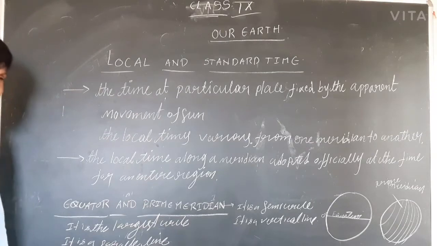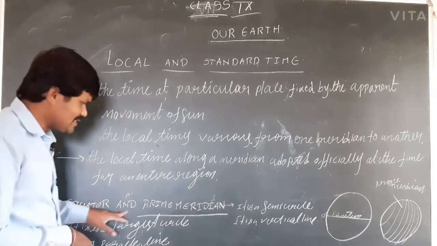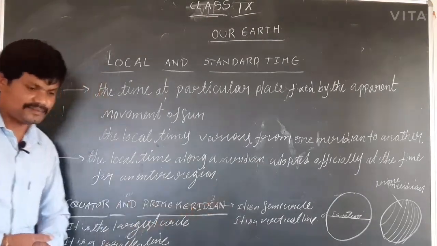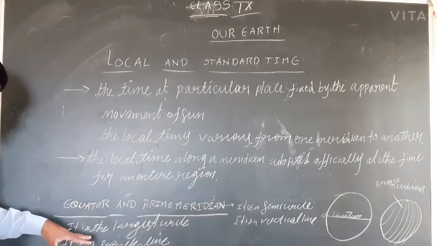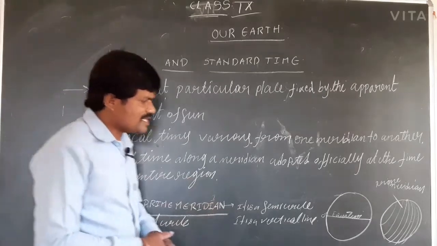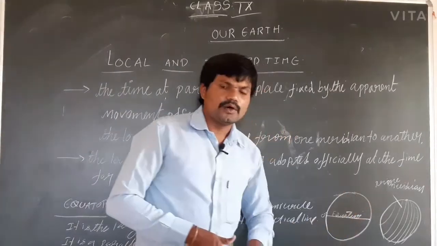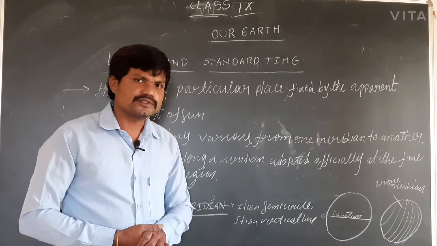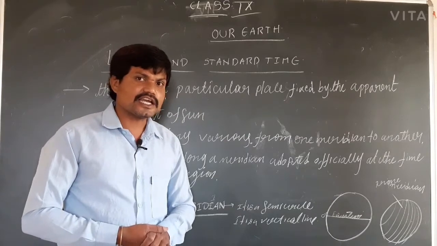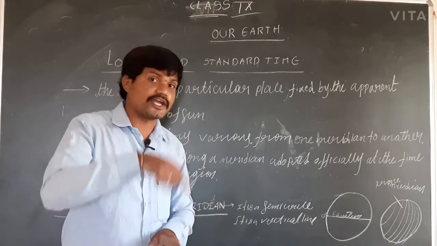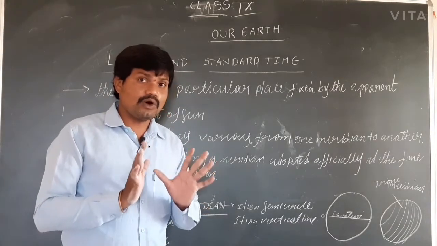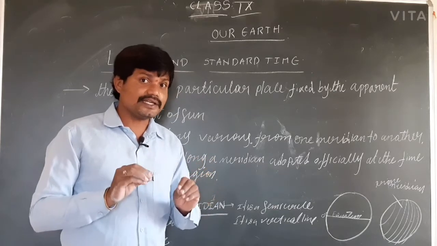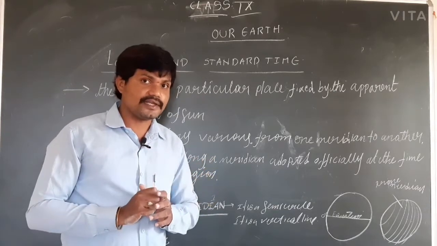Next one is, what are the differences between equator and prime meridian? Before that, you observe this is called a globe. What is the shape of the globe? Students, can you say? The shape of the globe is oval. Don't say round. It is oval in shape.